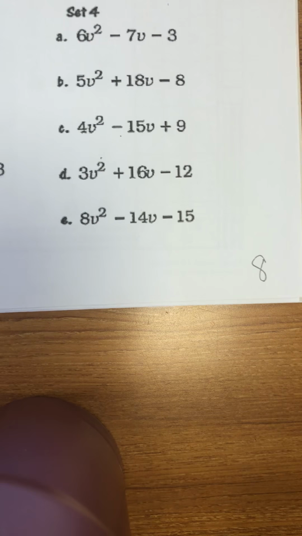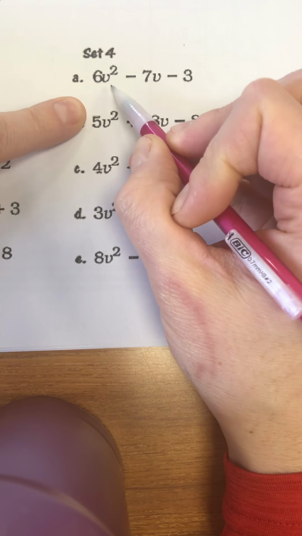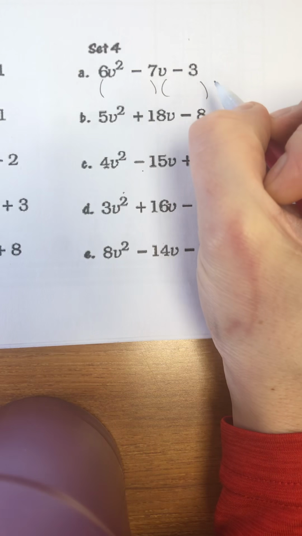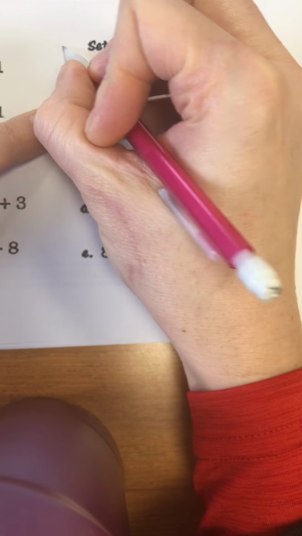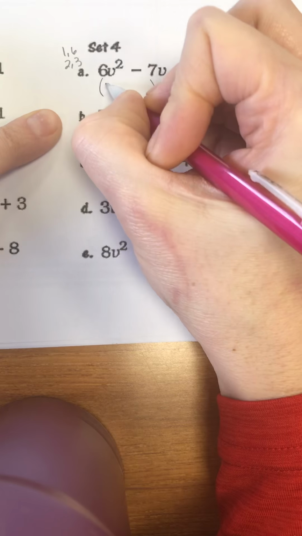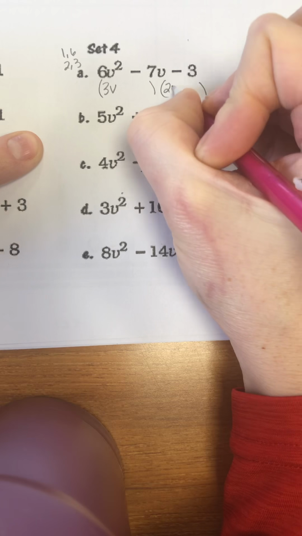So I'm on page 8 here, and I will look at a few of these different problems here. So this is set 4. 6 is my leading coefficient. So my factor pairs would be 1 and 6, 2 and 3. And so I like to try the two that are closer together first. So I would try a 3v and a 2v.